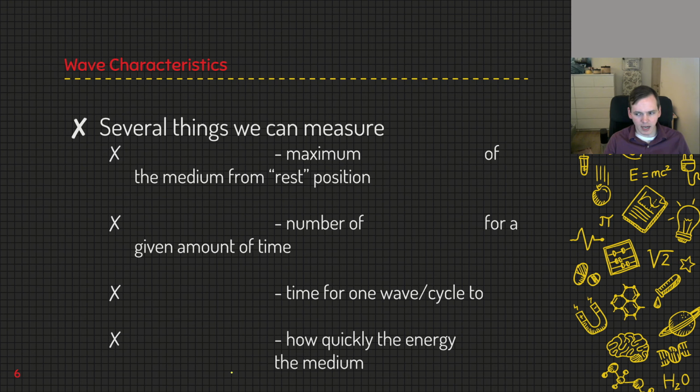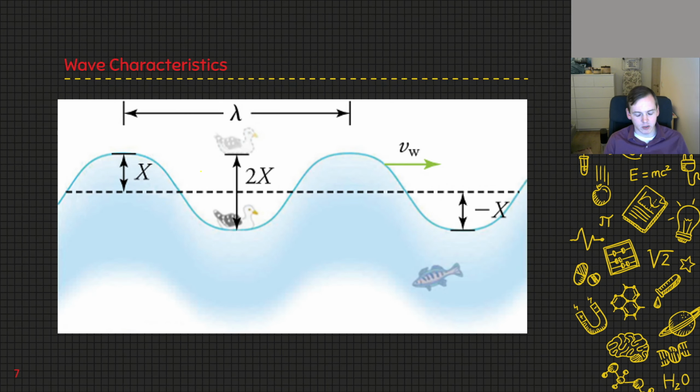So let's take a look at a diagram of a transverse wave, where we can talk about this. So X right here, let me change the color so it stands out a little bit better. This X right here is the amplitude. Because if you look, this dotted line is kind of like where the water would normally be if there were no waves. And so the farthest that it goes up or the farthest that it goes down is our amplitude.